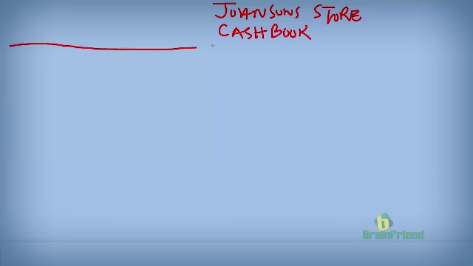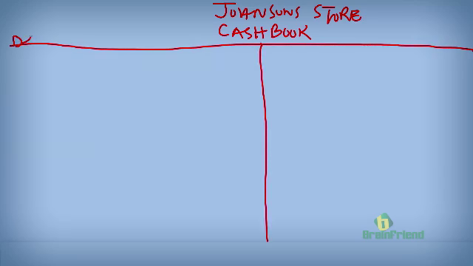To do this, we'll enter the name of the business first. Johnson Stores, cash book, and draw the line. This format is called the T accounting system. The debit side is on the left and the credit side is on the right.